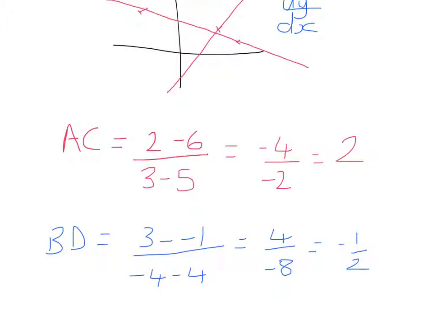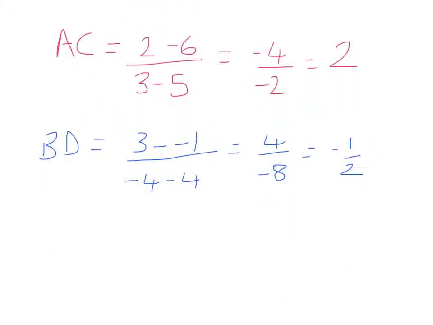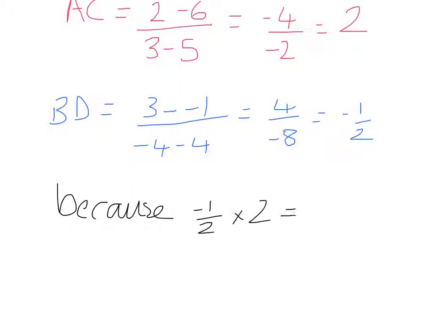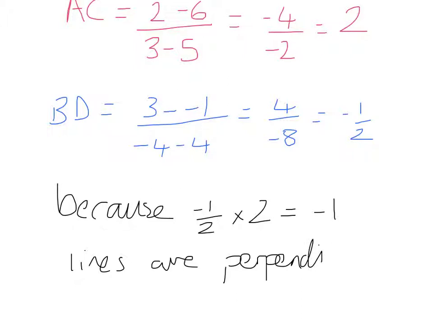To get your 5th mark here, you have to say, because -1/2 times 2 equals -1, lines are perpendicular. And that gave you 5 marks.